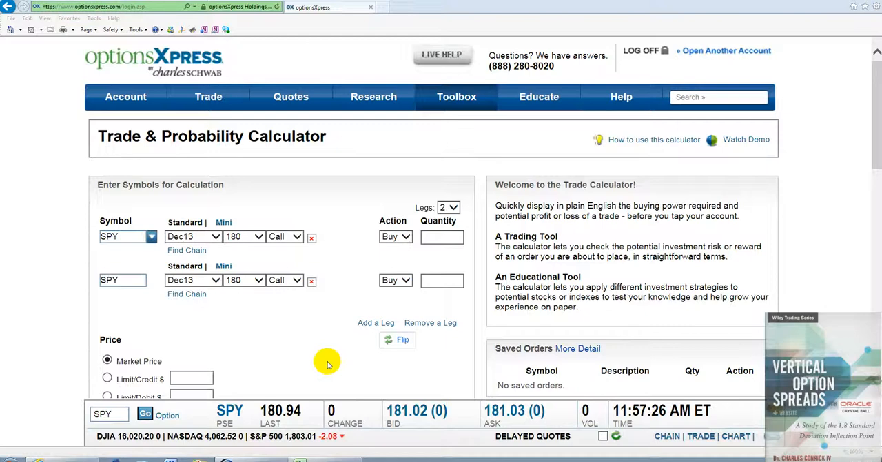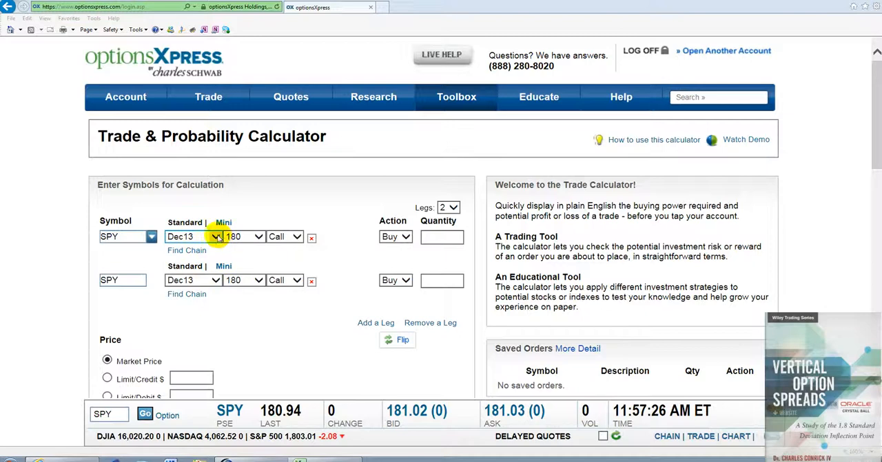Now, with a bull put spread, the bullish portion means that you think the price is going to go up. A bull put spread is a credit spread, which means you're going to get money back for it. You're buying a lower priced put, selling a higher priced put. So depending upon the volatility in the option chains, we'll see what kind of credit we'll get.